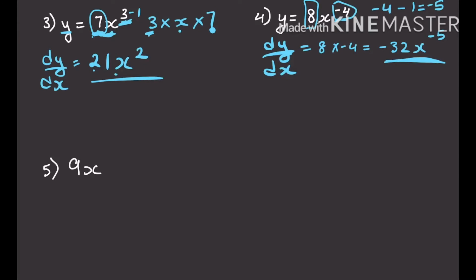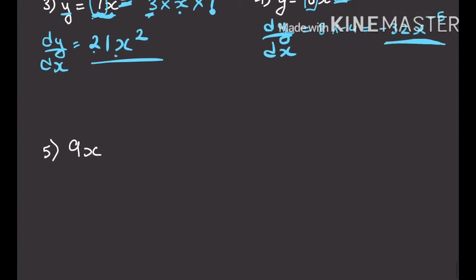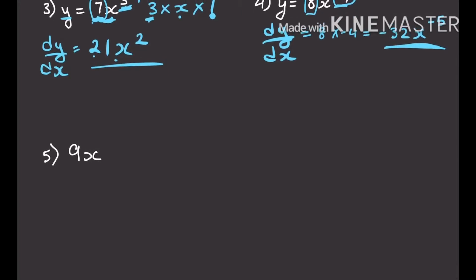Now the final question that I have here, 9x. So I did not put a y. Just put it here. So we've got y equals to 9x. Yeah? Okay, let's do this. So y, to differentiate it, you'll get a dy dx is equal to, now 9x is the same as 9x to the power 1. Yeah?